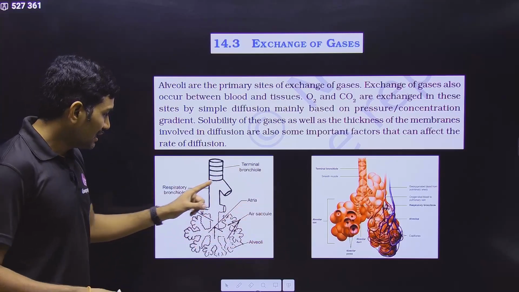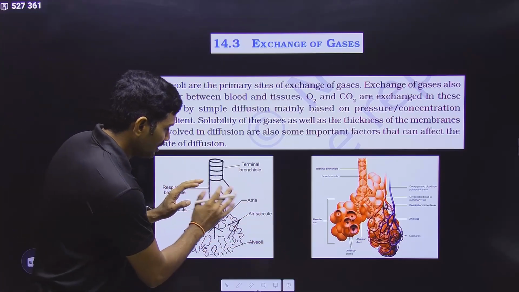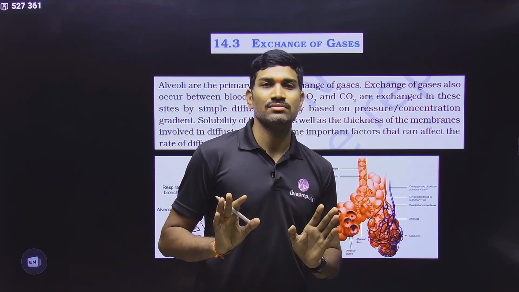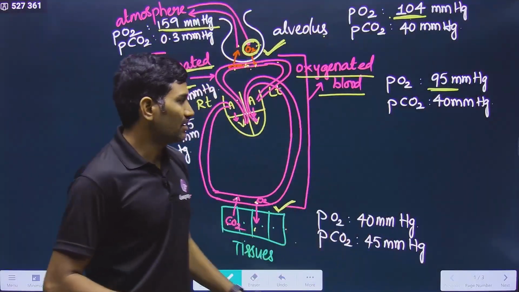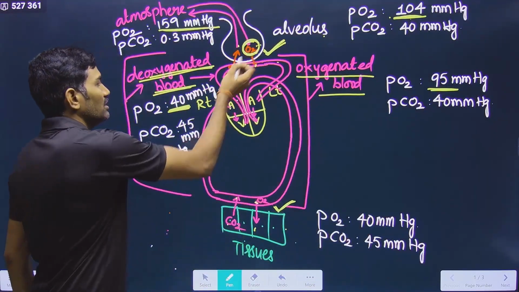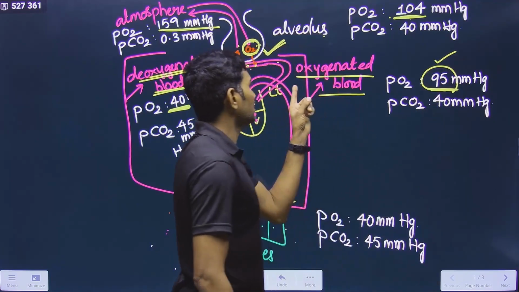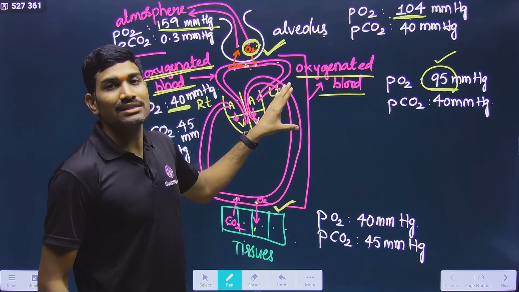So in the lungs, at these locations, exchange of gases is taking place. That means from this, oxygen is going into the blood circulation. This is what is actually happening in this particular condition. Observe carefully here. In this way, the oxygen is entering into the blood, so that now the partial pressure in this particular one is 95 mmHg, and this is called oxygenated blood.